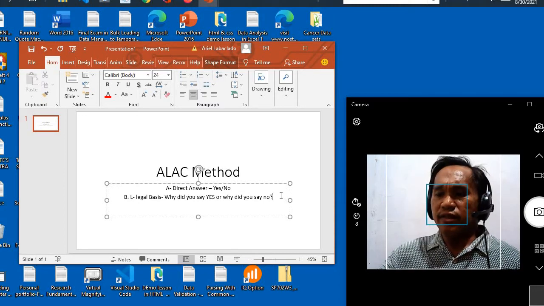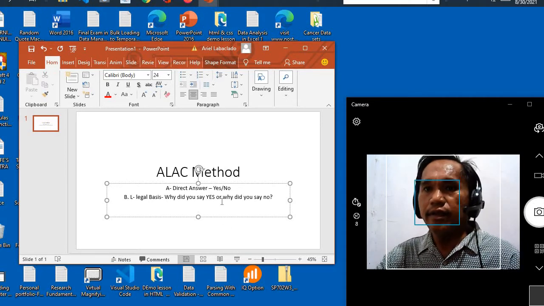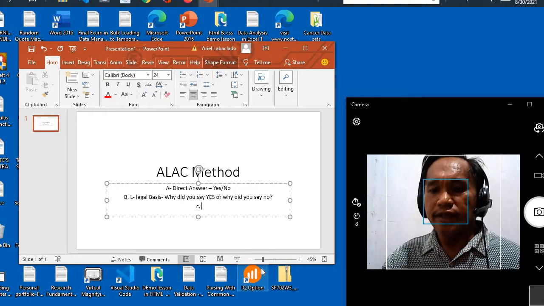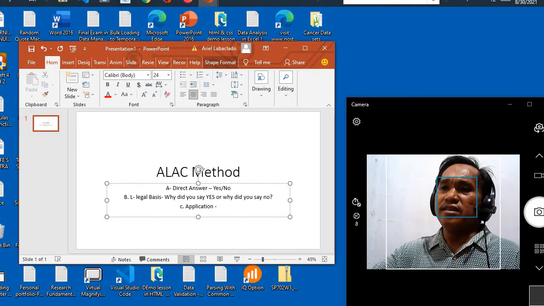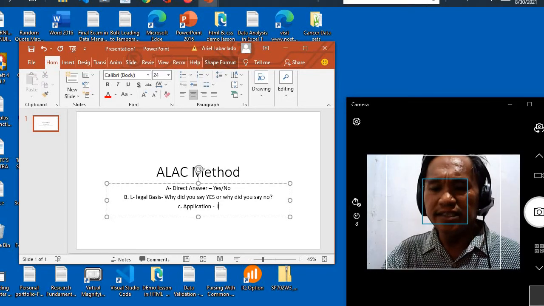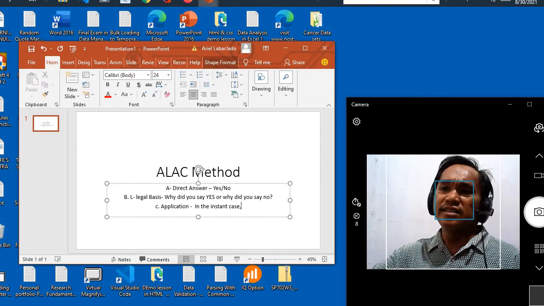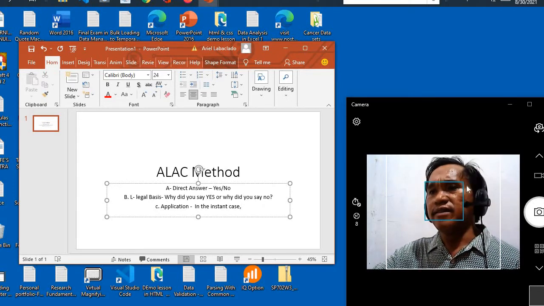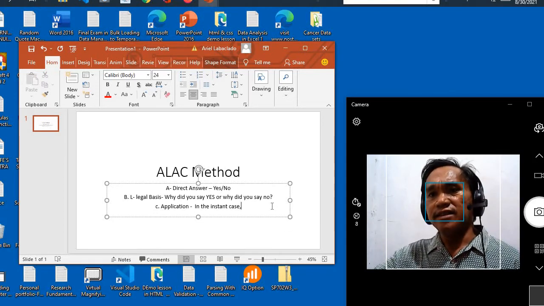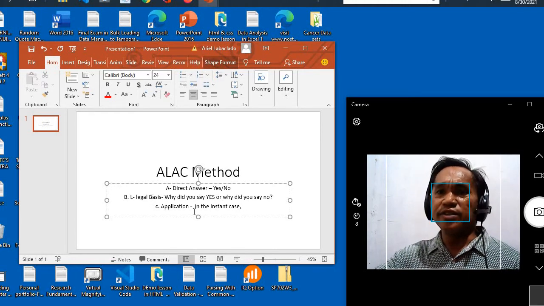Then we have A, application. You will state the case. You will say in the instant case or in the case at bar. This is the keyword you are going to use. Then you state the case, and apply the legal provision here in the application.